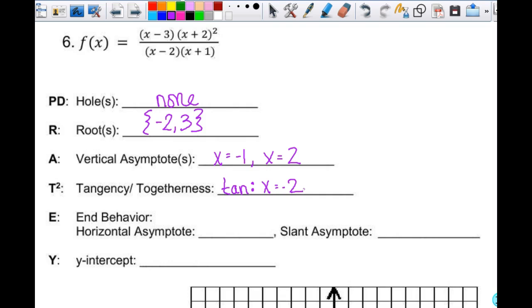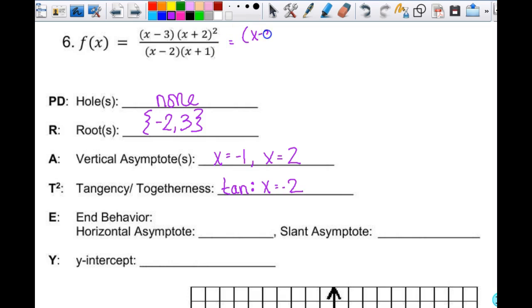It's top heavy, right? It's a degree 3 over degree 2, so that's no horizontal asymptote. I have instead a slant asymptote. In order to figure out what my slant asymptote is, what do I have to do? I have to multiply it all out, and then divide, but I'm going to have to multiply before I divide. In the interest of time, I'm just going to multiply this out for you, but this is the process you want to go through.